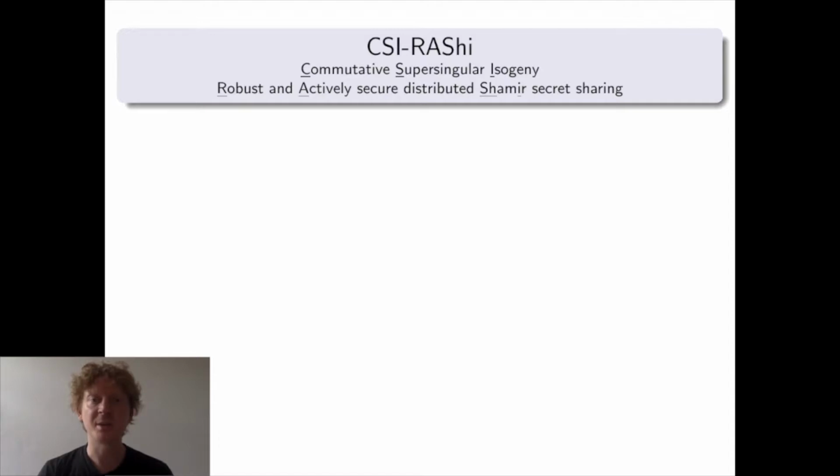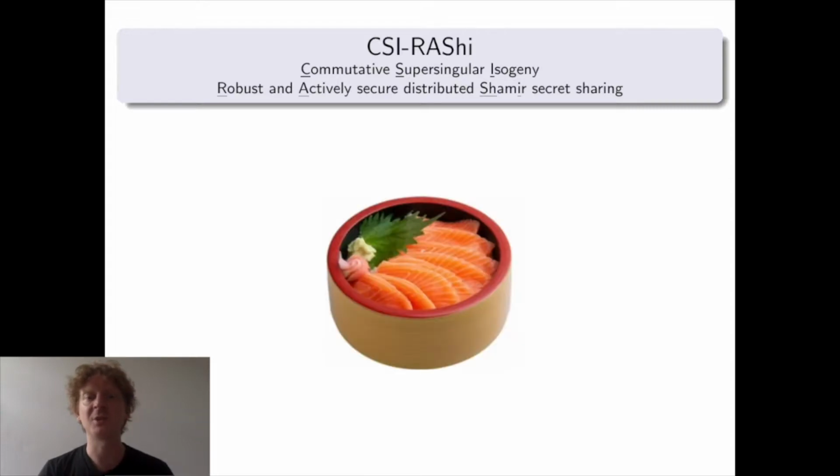CSI-RAShi is a distributed key generation scheme based on Shamir's secret sharing and instantiated with supersingular isogenies. In the quantum random oracle model, CSI-RAShi is robust and actively secure. But CSI-RAShi is also a Japanese dish that loosely translates to scattered or distributed sushi.